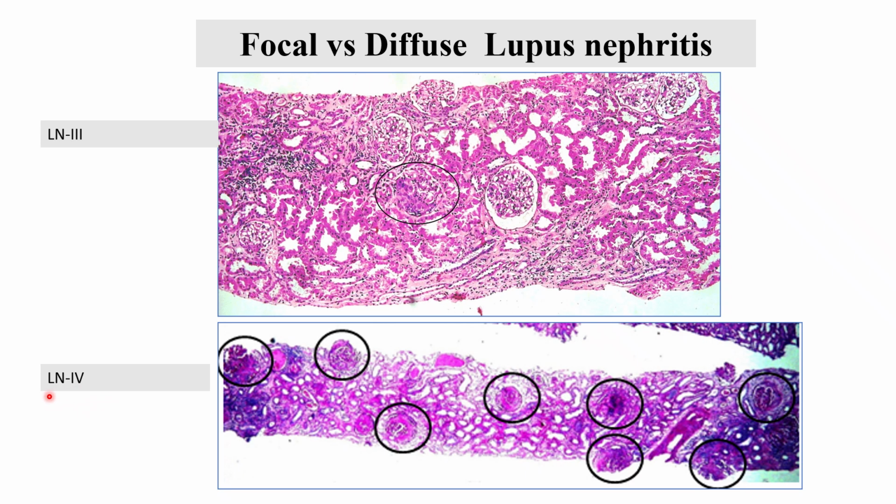And we can see in class 4 lupus nephritis, there are 1, 2, 3, 4, 6. One small one is there, 7, 8. So more than 50% of the glomeruli are involved. So we will say class 4 or diffuse lupus nephritis.